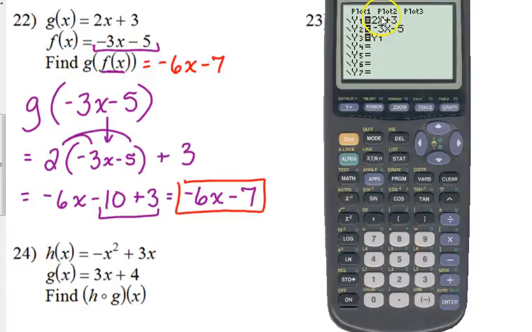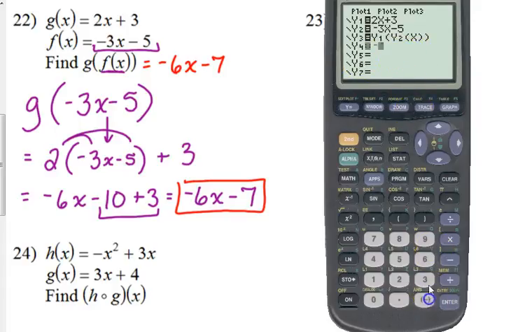Okay, so y1 is the g function. Parentheses, we're going to do the same thing, vars, over to yvars, enter, but this time we're going to get the y2, parentheses, x, and close it with two sets of parentheses. Okay, so the calculator is going to calculate g of f of x, y1 of y2 of x.